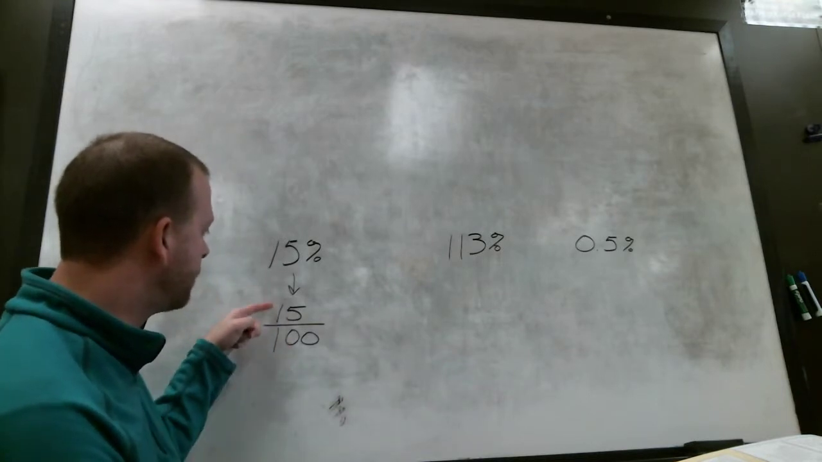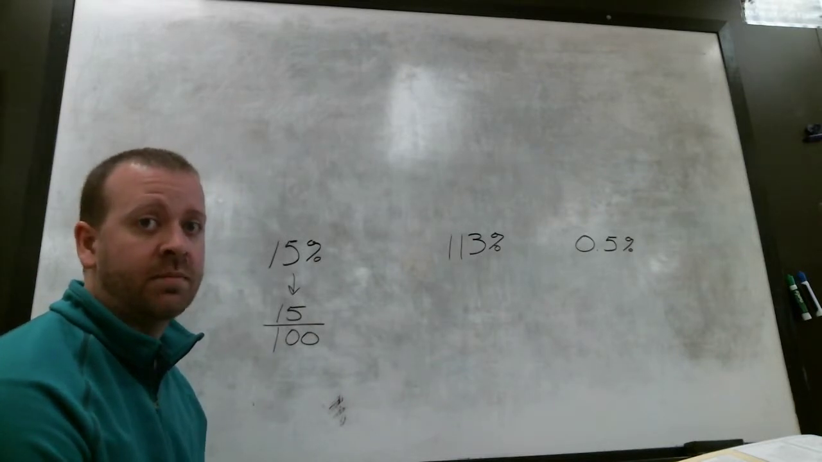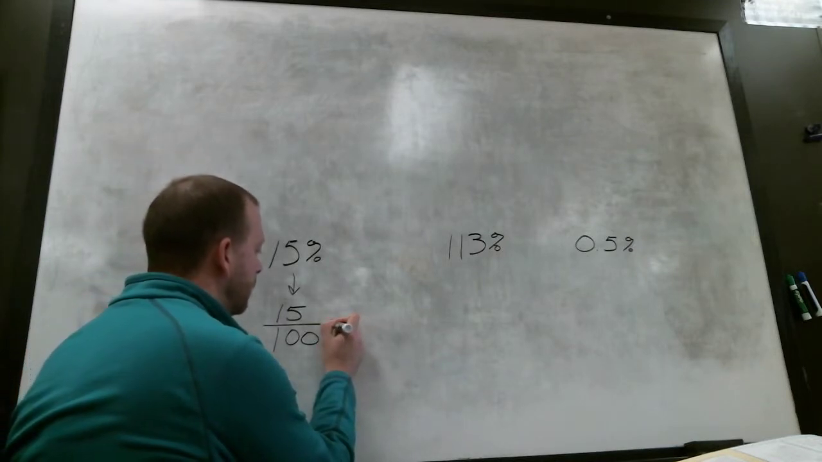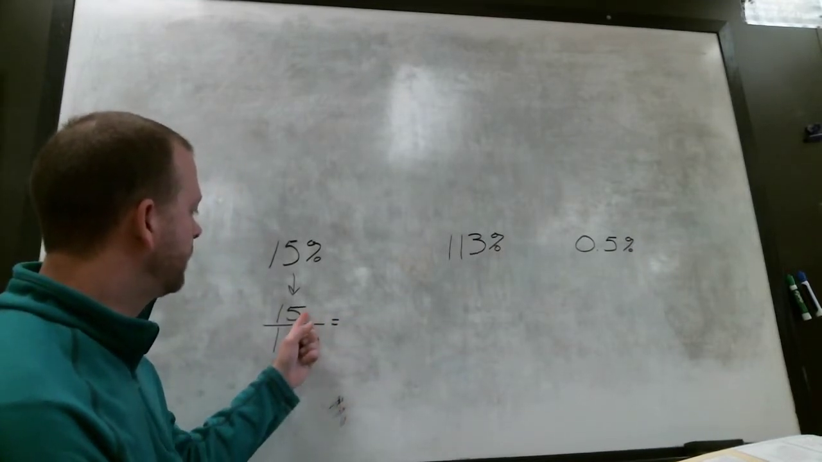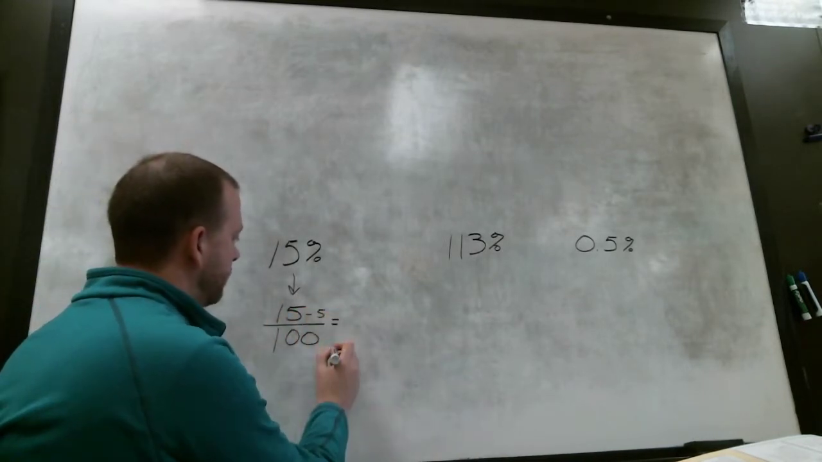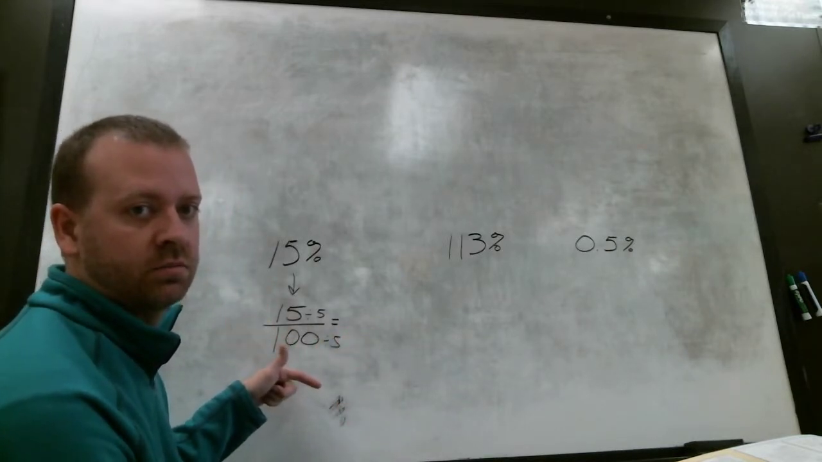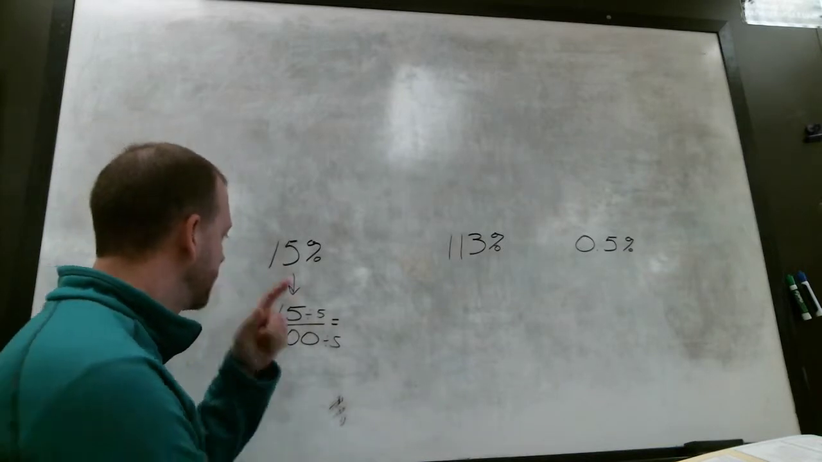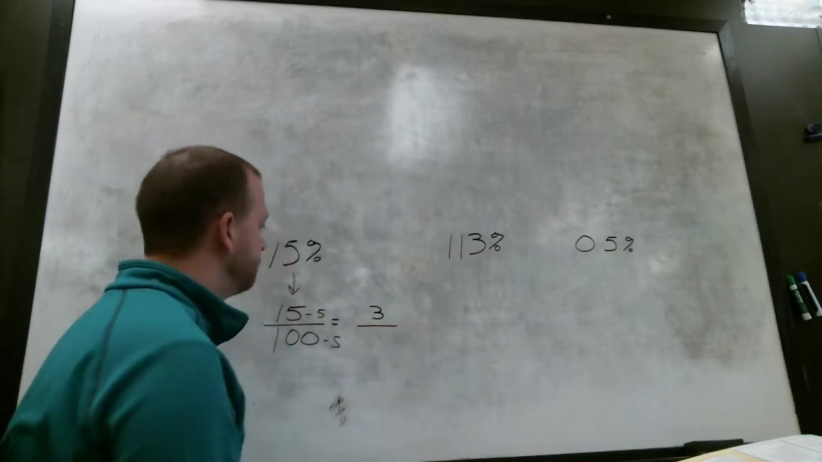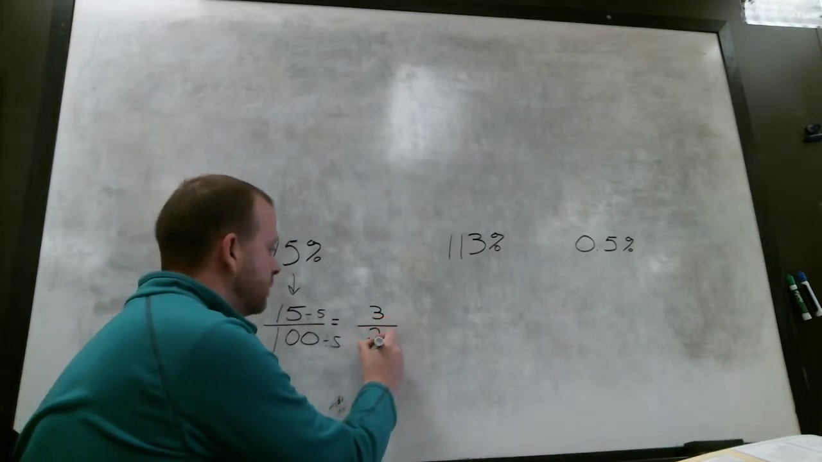So we need to figure out a number that can go into both 15 and 100. The first one that comes to mind for me is 5. I look at this and think, okay, 5 can go into both of those. If I divide this one by 5 and divide this one by 5, because remember, whatever you do to the top, you have to do to the bottom, and vice versa. So 15 divided by 5 is going to give me 3, and 100 divided by 5 is going to give me 20.